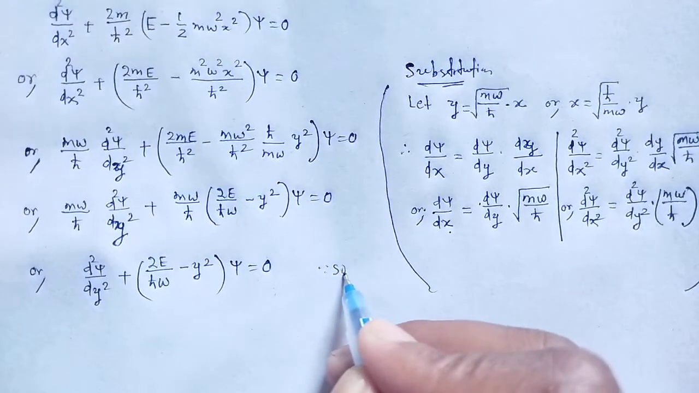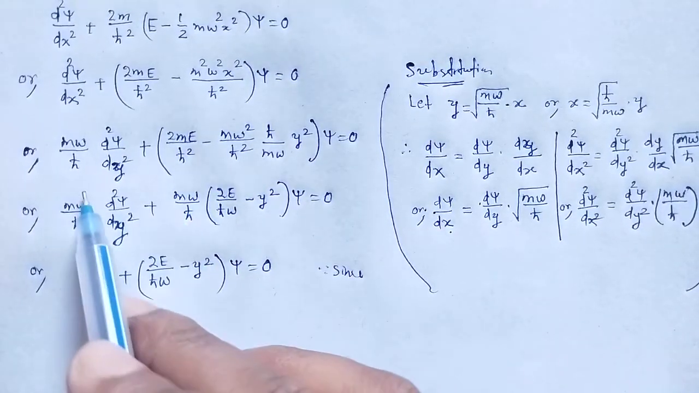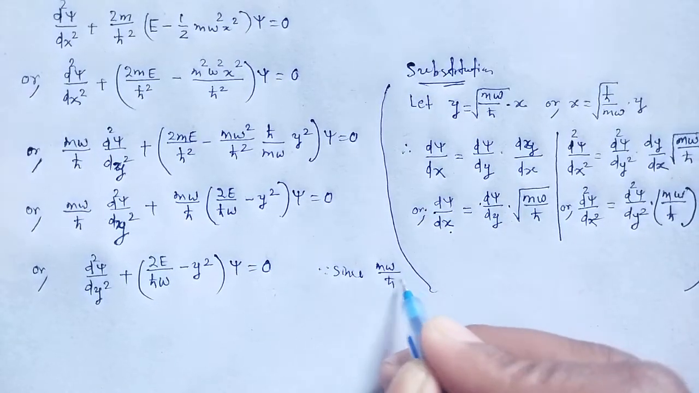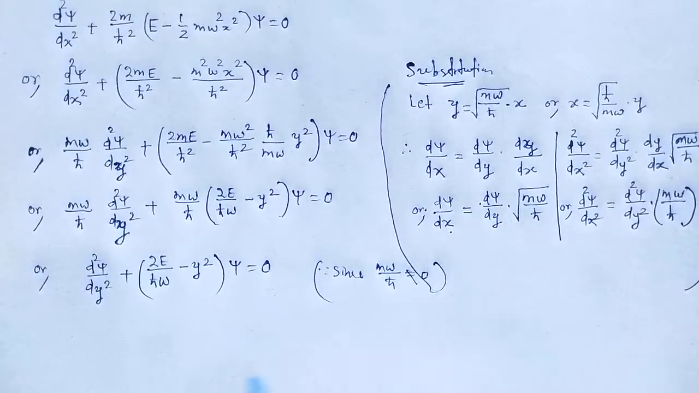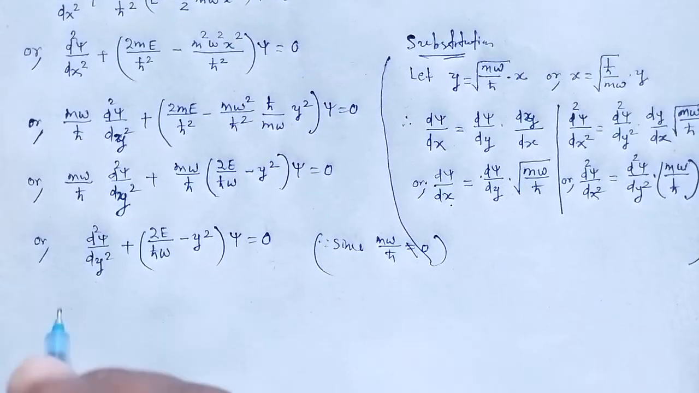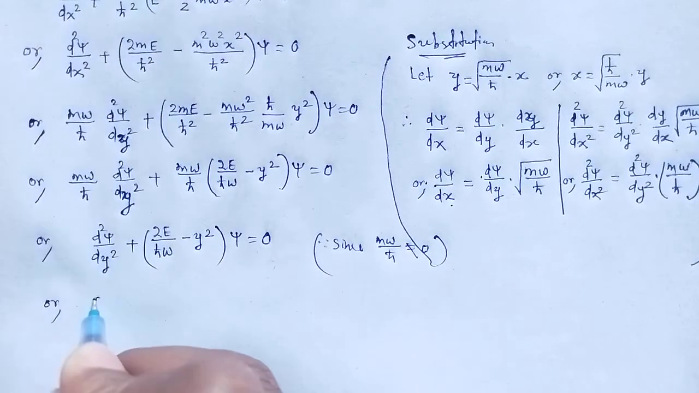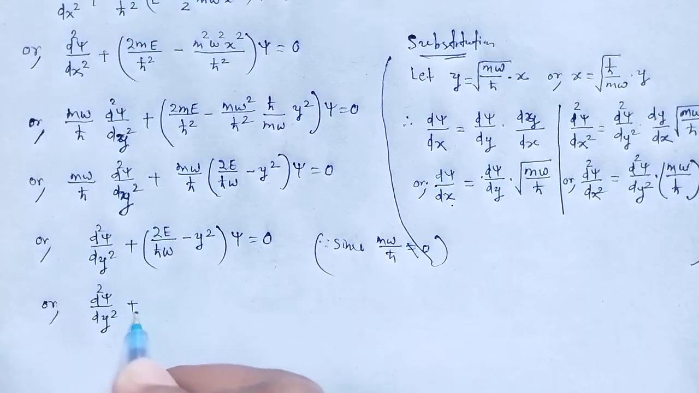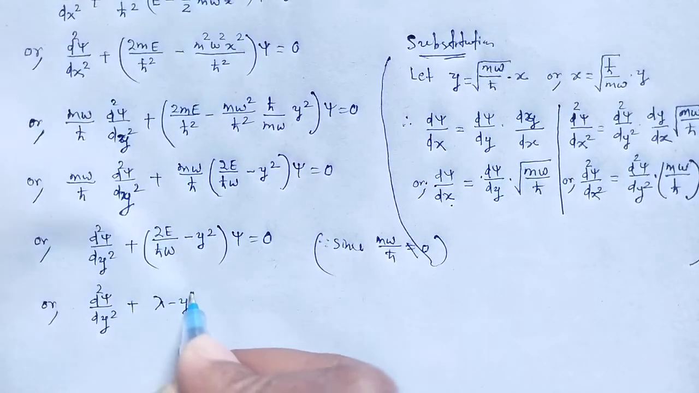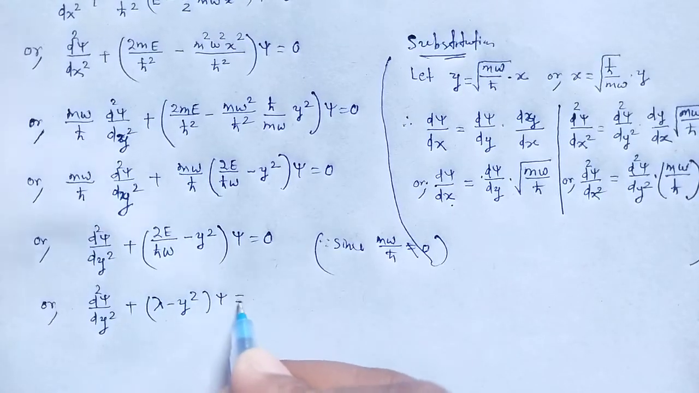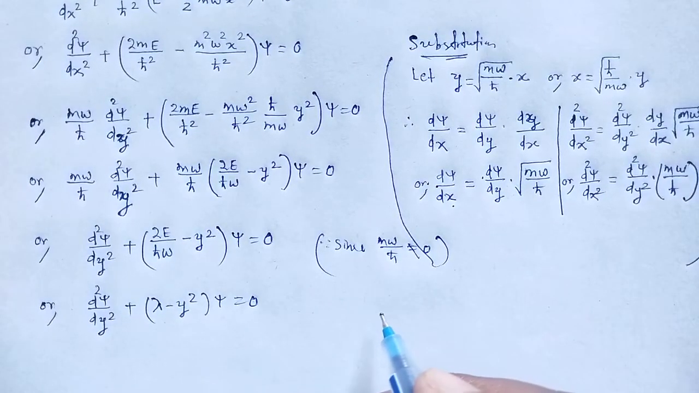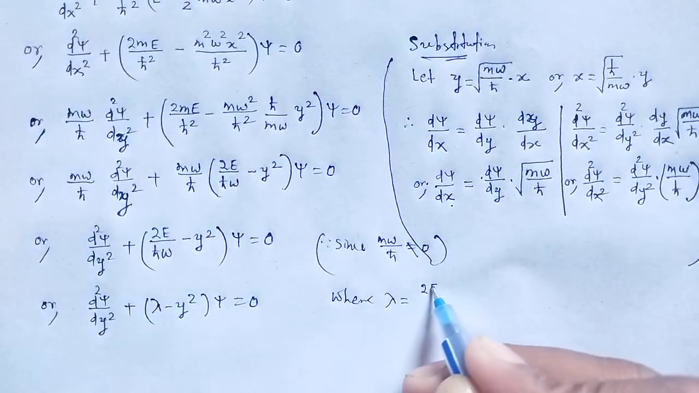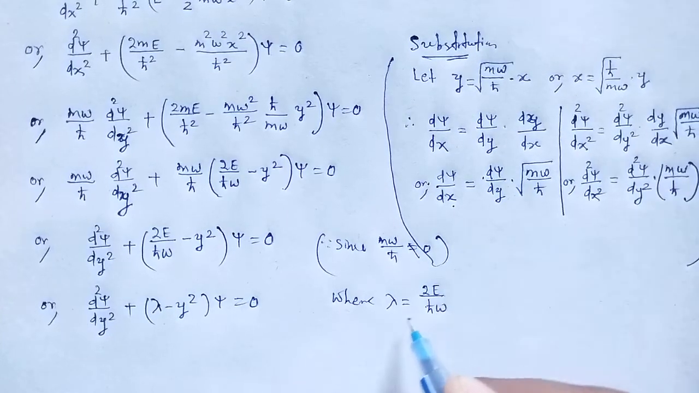Since, taking as common m omega by h cross, that term will not be 0, m omega by h cross not equal to 0, or d square psi by dy square plus lambda minus y square of psi is equal to 0, where lambda is equal to 2e divided by h cross omega.